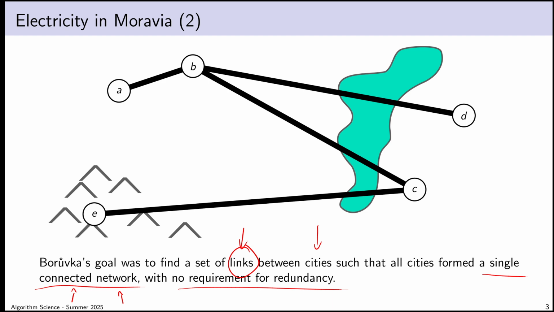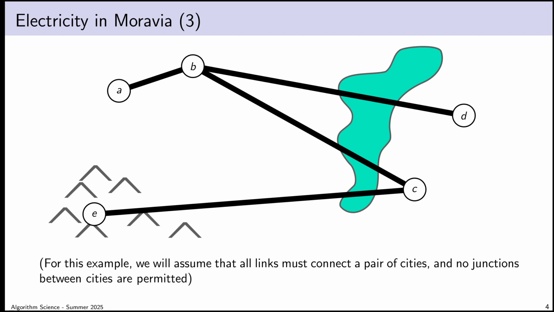So I don't intend to construct any suspense around this because obviously you know the title of this lecture involves spanning trees. Maybe it's already clear that what we're looking for here is some kind of spanning tree of the graph. So the fact that there is no requirement for redundancy gives it away.